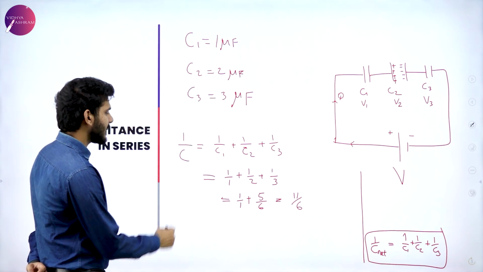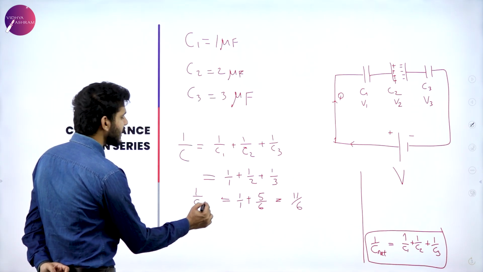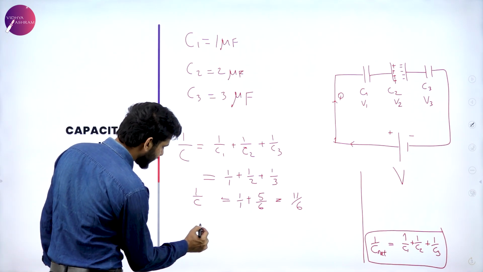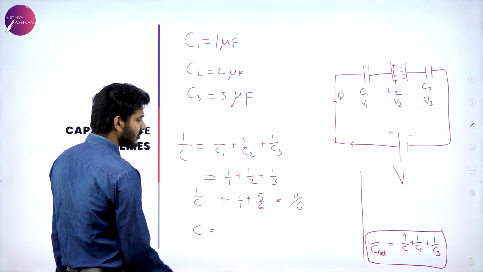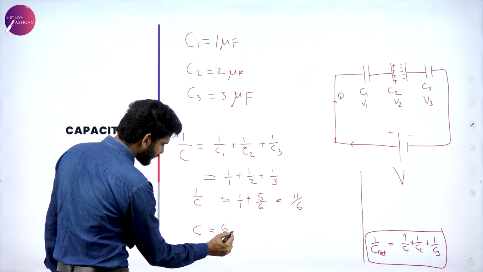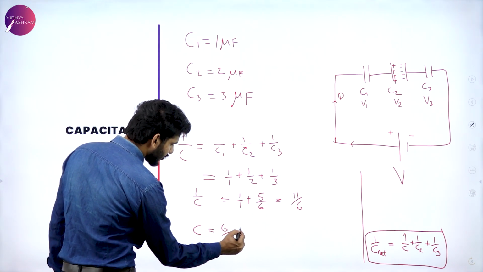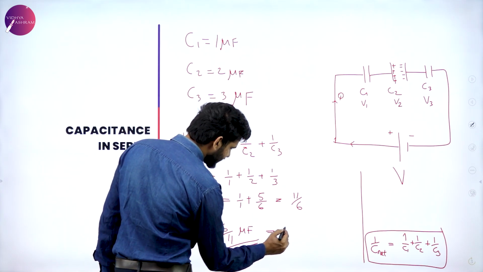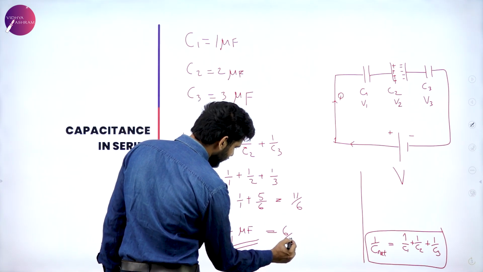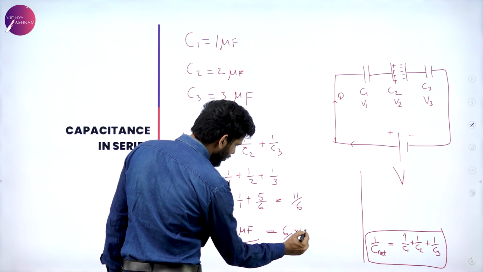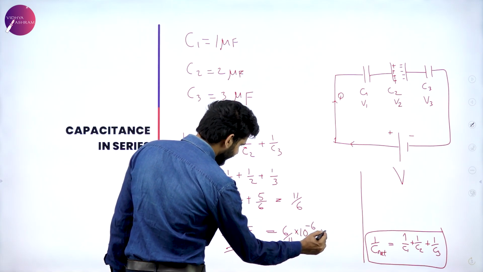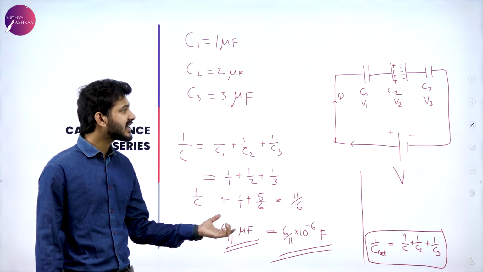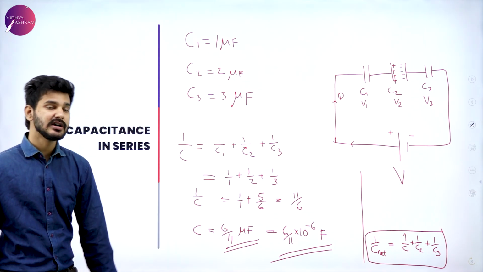And finally, I got 1 by C. In order to find out the net capacitance, I am going to write C is equal to, flip this over, that is 6 by 11 microfarad. Or finally, we can write it as 6 by 11 into 10 raised to minus 6 farads. So this will be the net capacitance of that particular circuit.